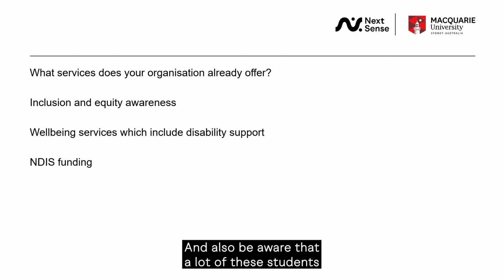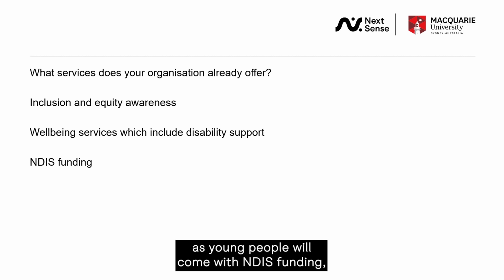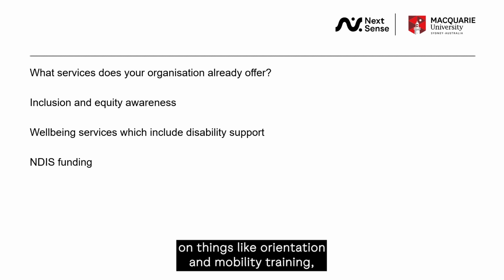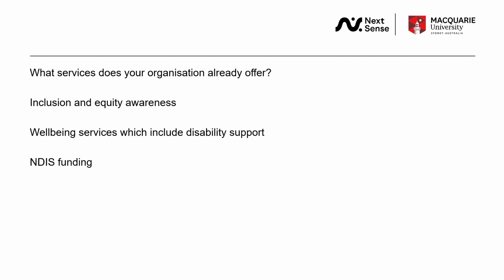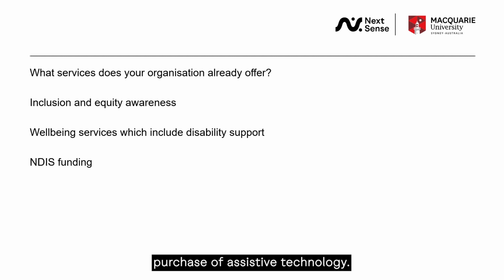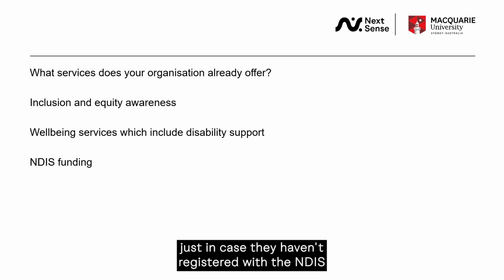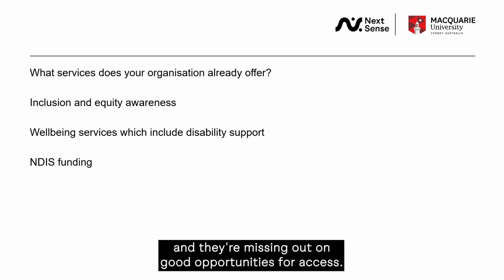And also be aware that a lot of these students as young people will come with NDIS funding, National Disability Insurance funding. They may be able to spend some of that on things like orientation and mobility training, purchase of assistive technology. So you might like to have those conversations with students just in case they haven't registered with the NDIS and they're missing out on good opportunities for access.